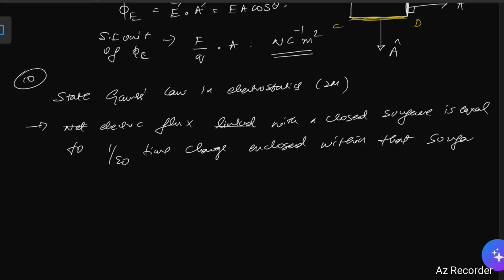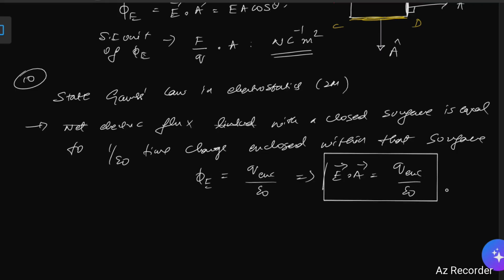So what is this statement saying? It's saying the electric flux is basically equal to the charge enclosed within that surface, which I can write as E dot A is equal to Q enclosed by epsilon naught. So this is an important formula. If you write till here, it's 2 marks.